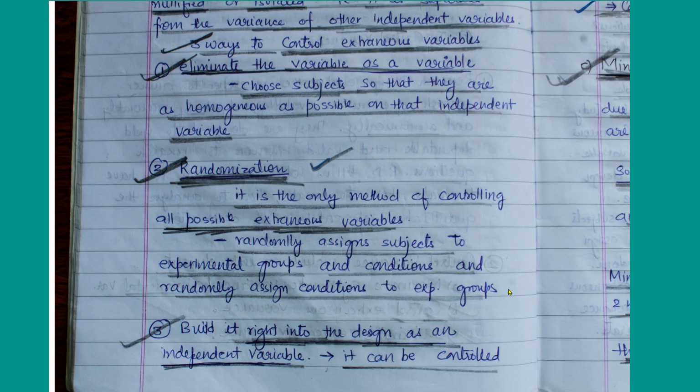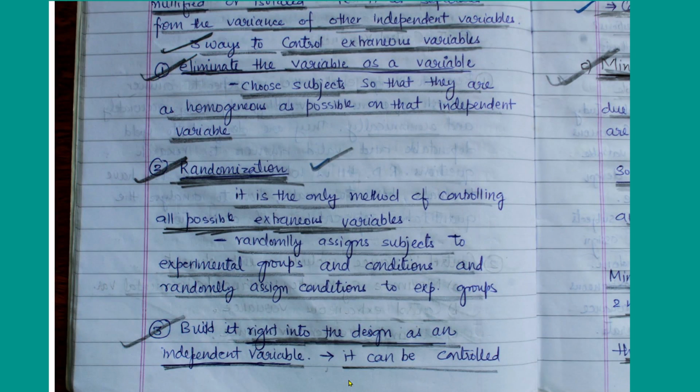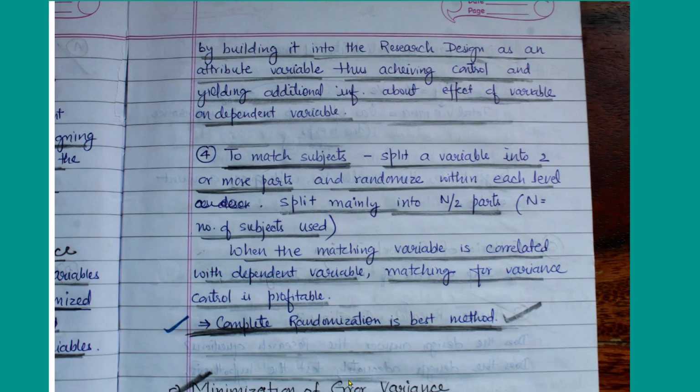So always use randomization. And the third one is: build it right into the design as an independent variable. It can be controlled by building it into the research design as an attribute variable, thus achieving control and yielding additional information about the effect of the variable on dependent variables. Okay, so the important thing is, you always remember: eliminate the variable as a variable. Do not take those audience or respondents who are not part of your experiment. And second, among them also you will randomize, so that you can get an unbiased answer.